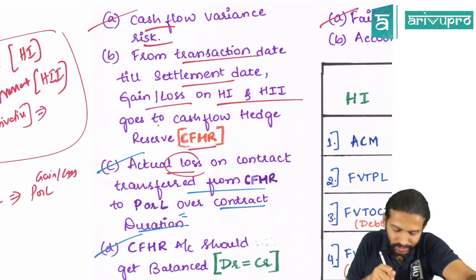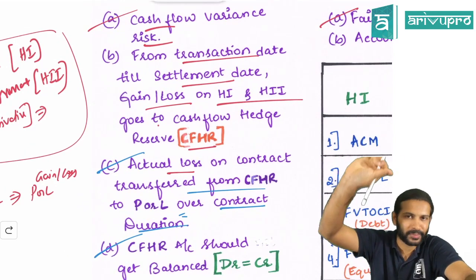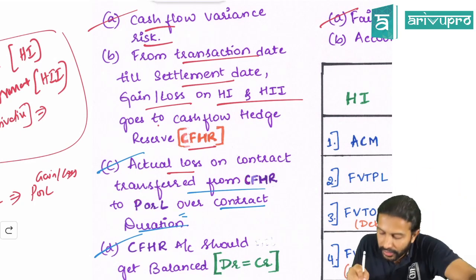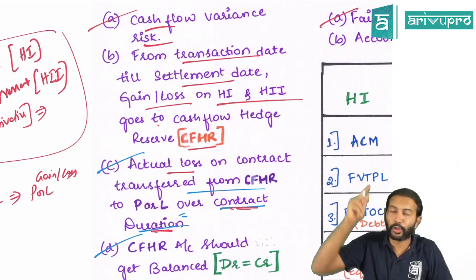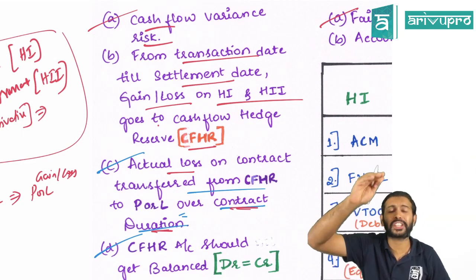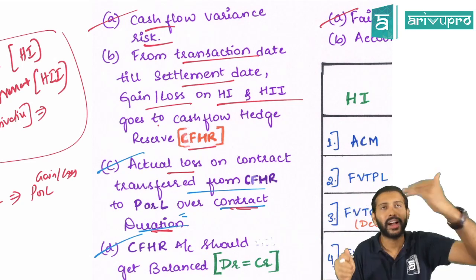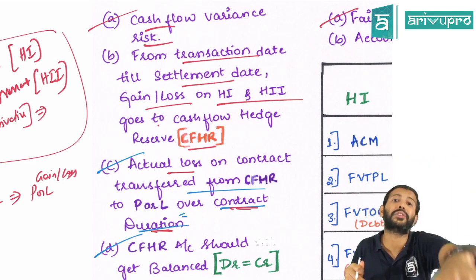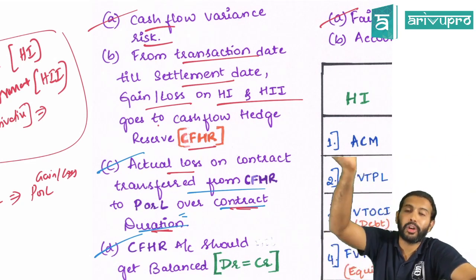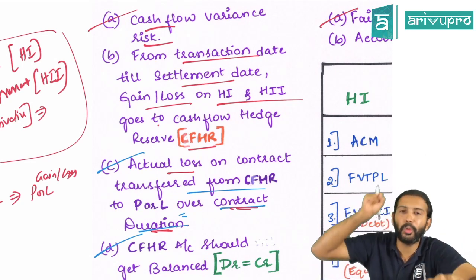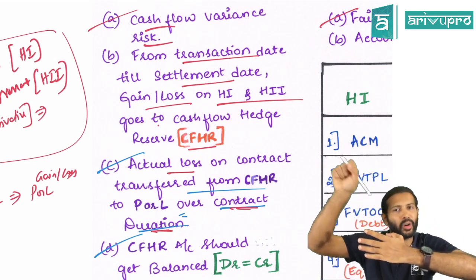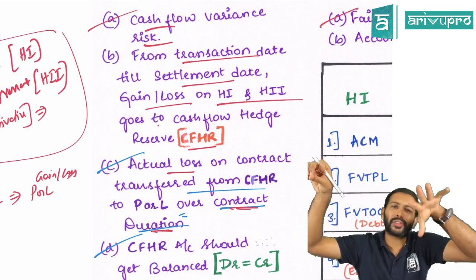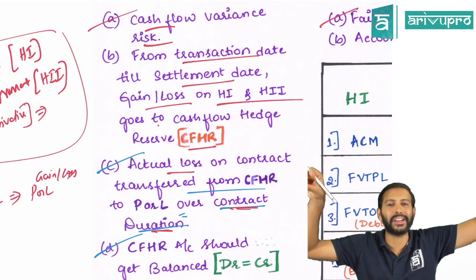Here we have written loss, because in our problem it was a loss. So that loss on contract you have transferred from cash flow hedge reserve to P&L. But here I've written over contract duration. If you remember, in that particular problem, I did not transfer from cash flow hedge reserve to P&L at the end of the contract. I transferred it as and when the quarter passed. Why? Because that was a foreign currency convertible bond, on which you were getting some interest. Interest will be transferred to P&L. That means some portion of cash flow hedge reserve also should be transferred to P&L. That is what we did.